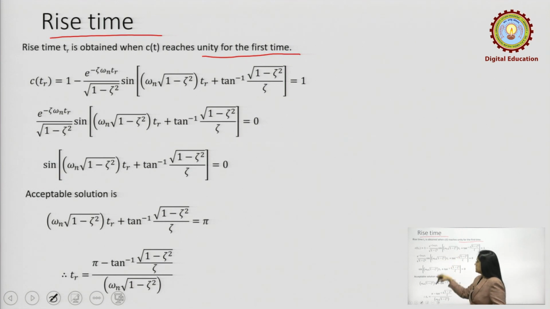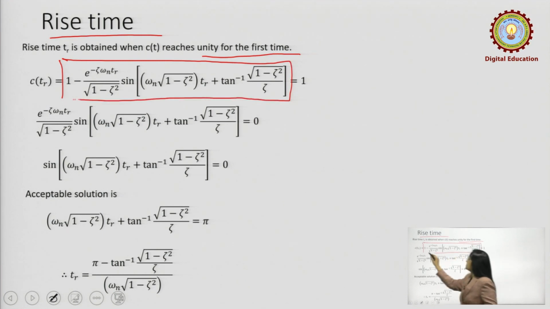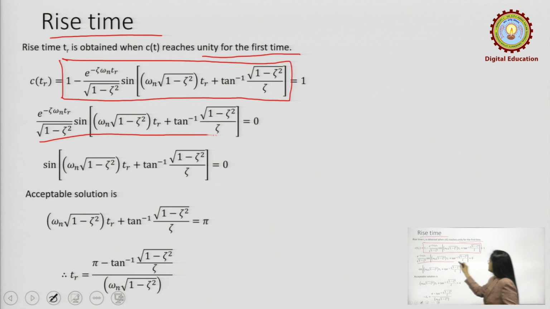So, what is the expression for the rise time? The expression for rise time is, we have to use the relation that when the response reaches unity, as we had seen, this is the time response of a unit step input, and the value here is 1, and 1 minus gets cancelled out. So, we get this equation which is equal to 0.